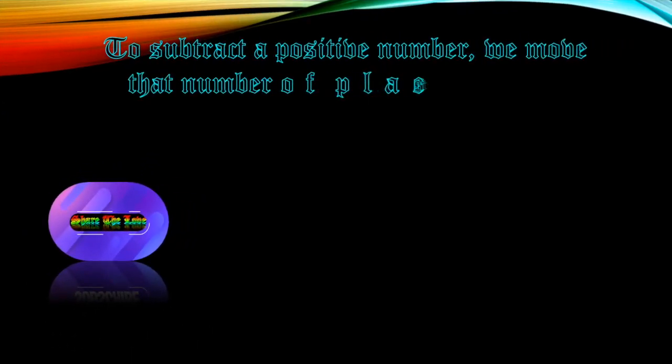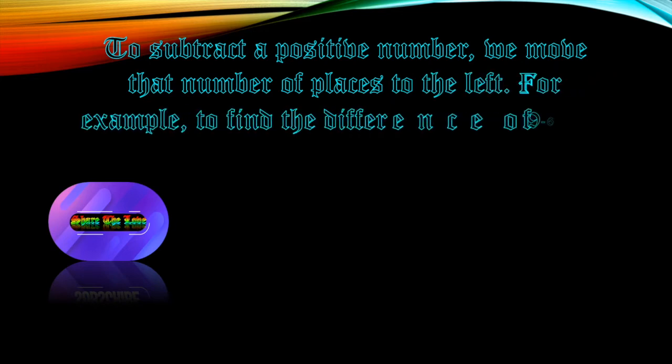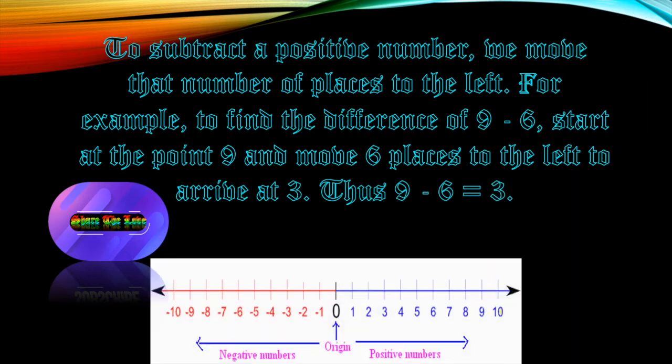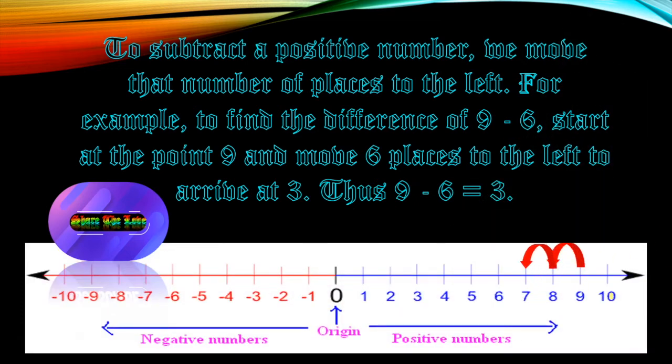To subtract a positive number, we move that number of places to the left. For example, to find the difference of 9 minus 6, start at the point 9 and move 6 places to the left to arrive at 3. Thus, 9 minus 6 is 3, as illustrated on the number line.